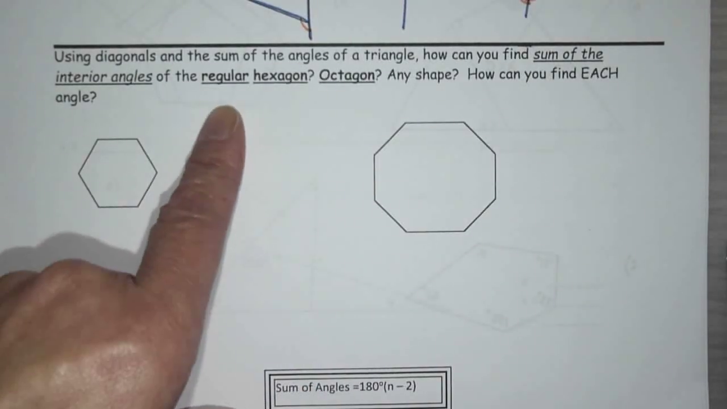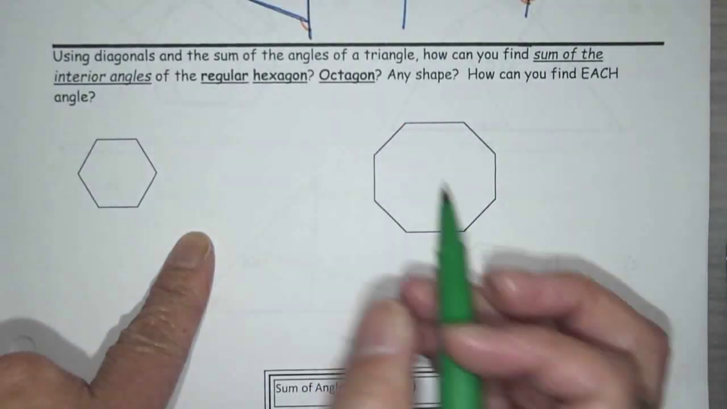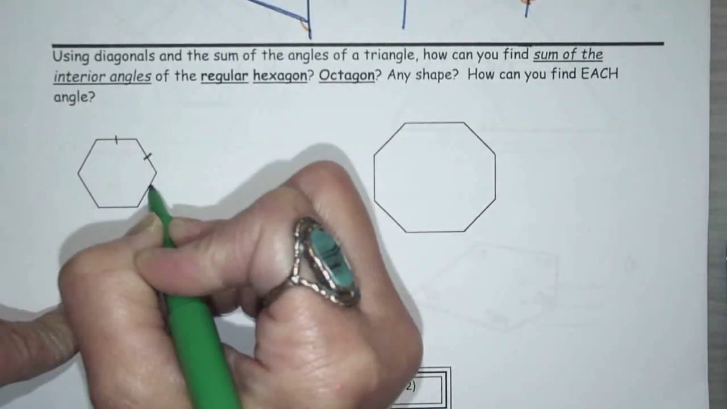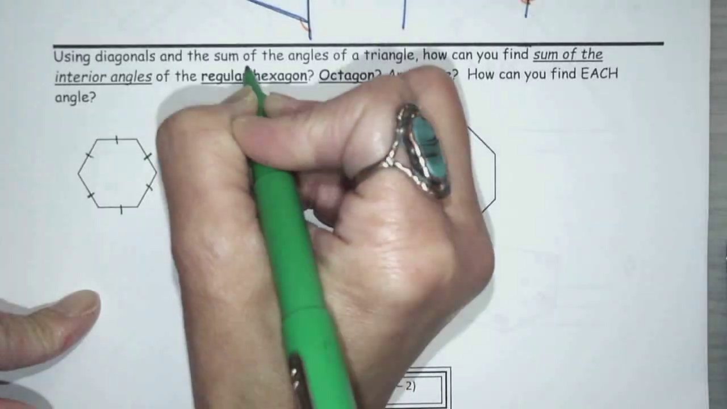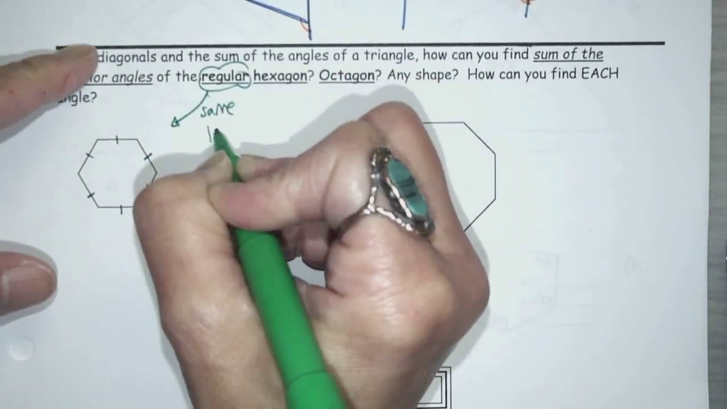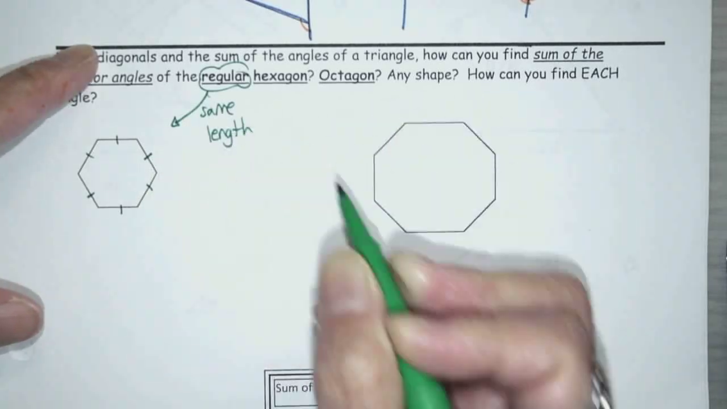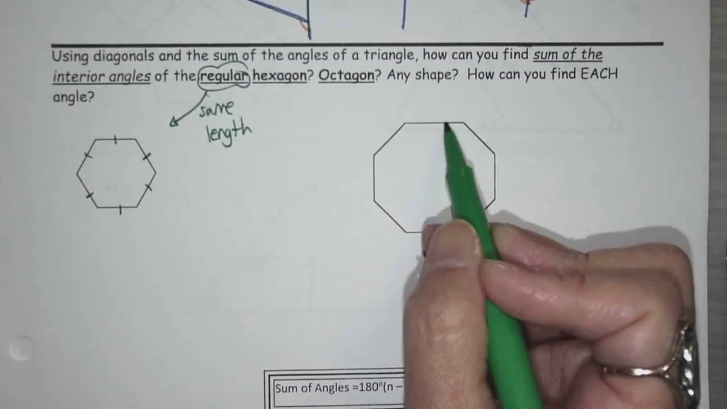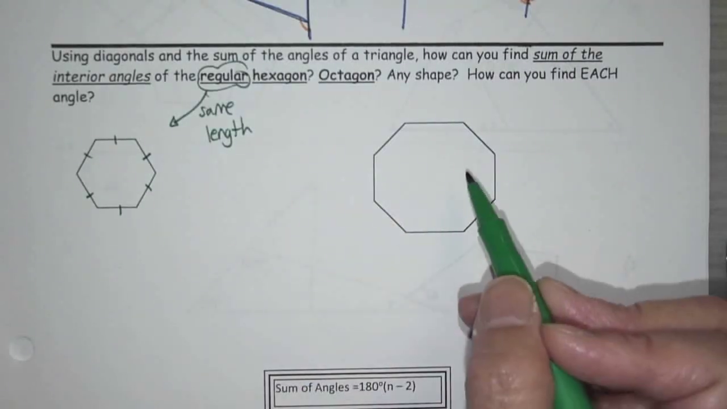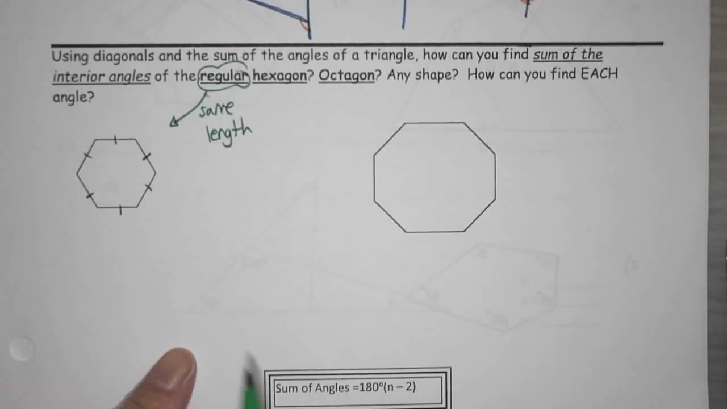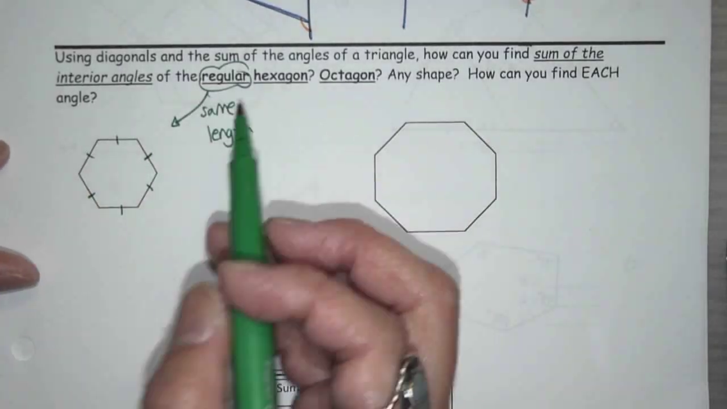Regular means all the sides are the same length. If I just say hexagon, it doesn't necessarily mean same length. So this one here, I made this side a little bit longer. This one's a regular. This is just an octagon. So if it doesn't say regular, it's not the same length. For this one, they're all the same length, and it's a hexagon.